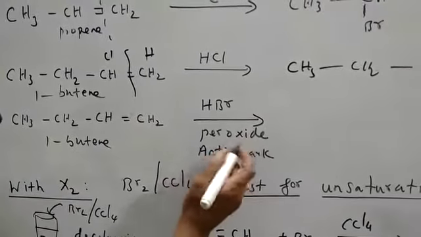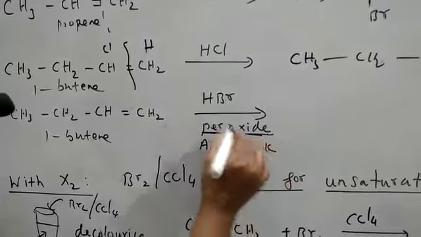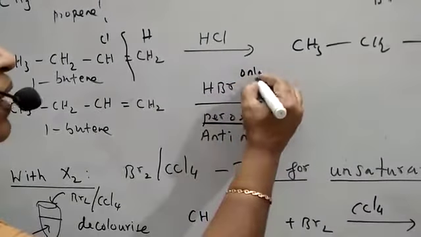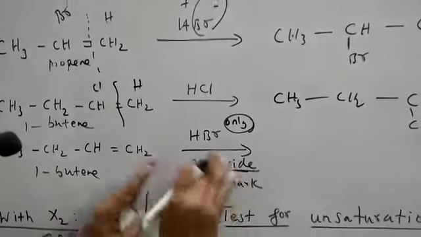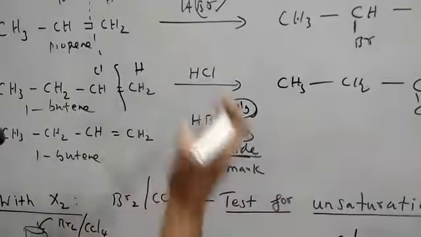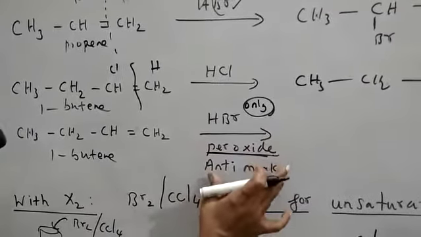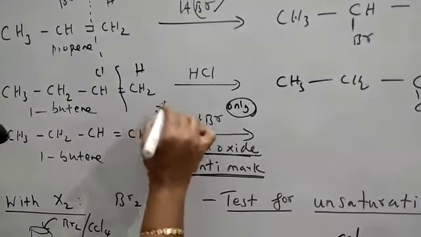Next I am coming to the next point, and here I want to introduce new knowledge. This is called the peroxide effect. The peroxide effect is exclusively for HBr only. In the remaining cases, if there is no peroxide, you can take any one. So this is called the peroxide effect, and here it follows the anti-Markovnikov rule. This equation is very important.